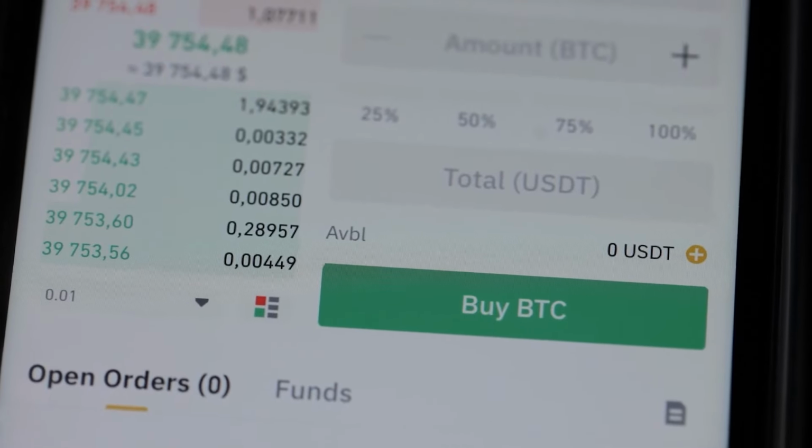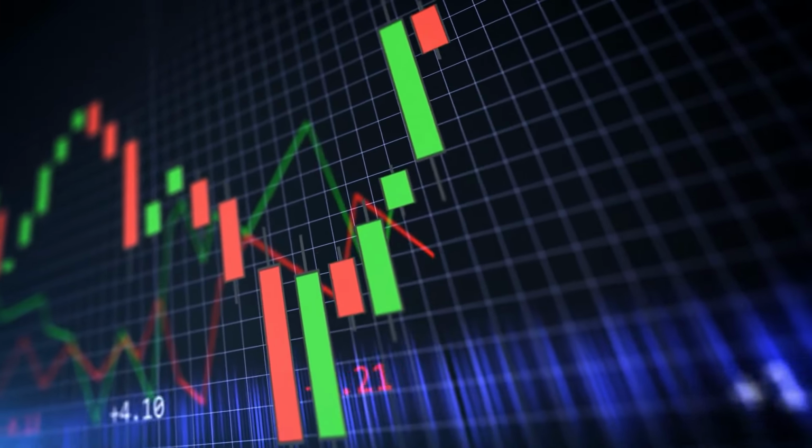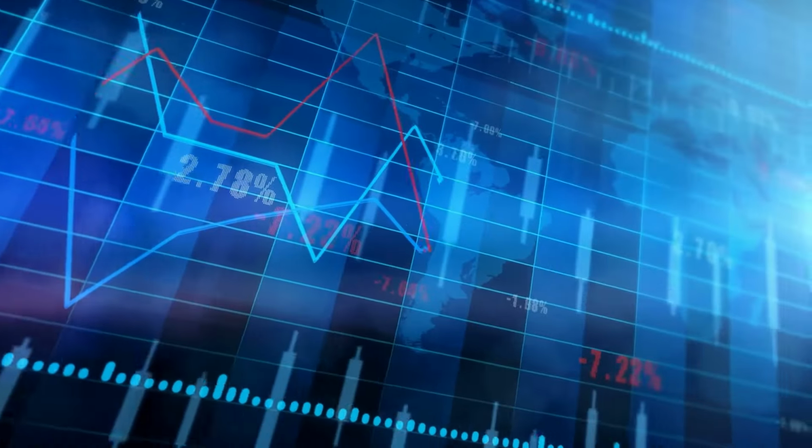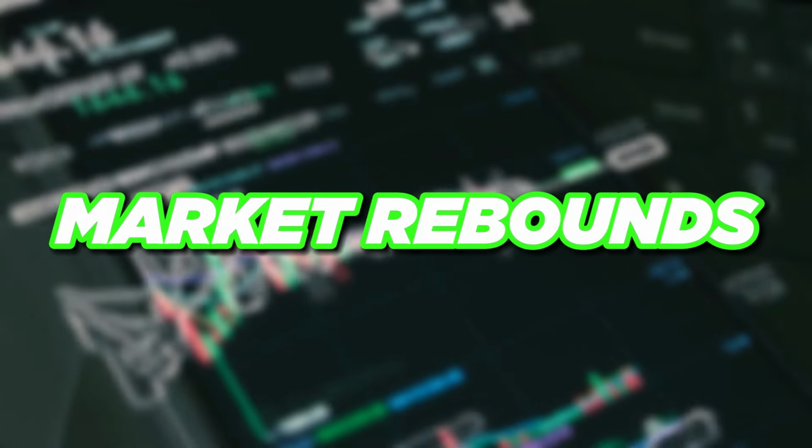Let's dive in and turn those dips into dividends. This correction, also known as the dip phase, isn't a cause for panic, it's an opportunity. By mastering the art of buying the dip, you can position yourself to reap significant rewards when the market rebounds.